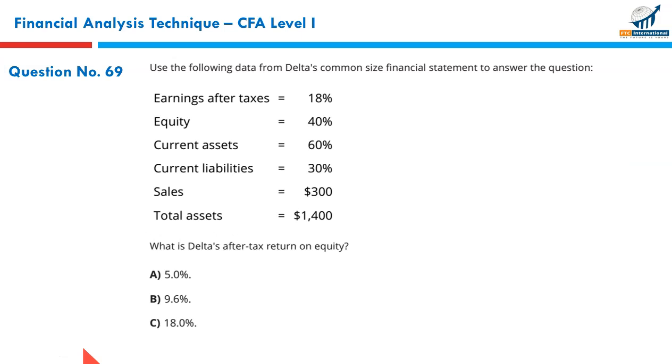Next, we have been given certain information and we are required to calculate the after-tax return on equity. After-tax return on equity, what do we need? Net profit percentage. What else? Assets turnover multiplied by the equity multiplier. Net profit percentage, do we have it?